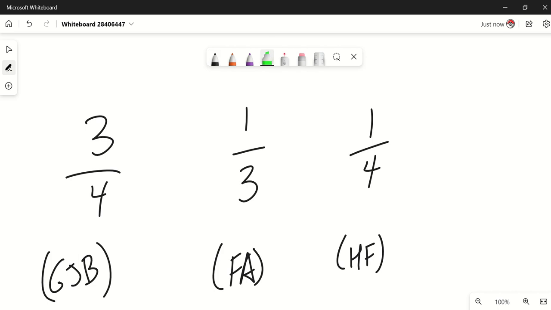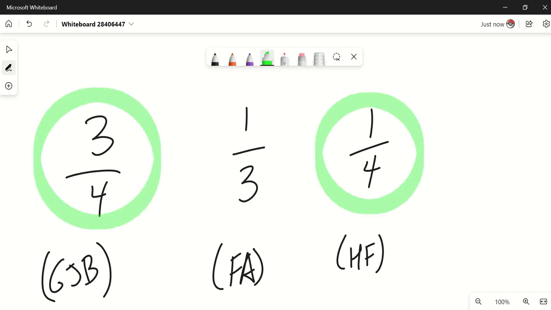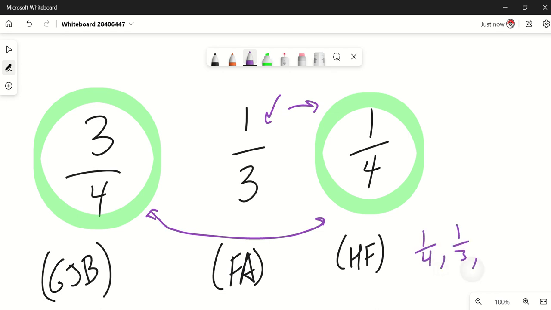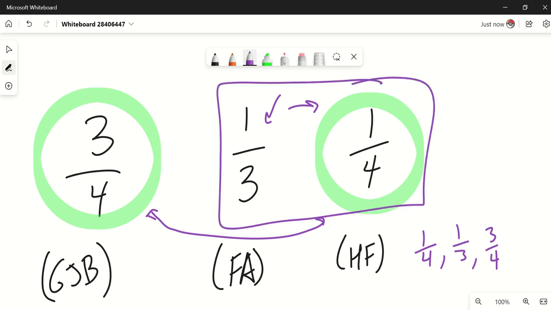Now, I can easily compare the green June beetle and the housefly right off the bat because they are the same denominator. They have 4 at the bottom. This 1/3 I cannot compare as easily because it cannot become 4. So I'm going to do the same trick I did before, or you can call in previous knowledge. We know that 1/3 is bigger than 1/4, and we know that 3/4 is bigger than both of these. So right off the bat, we know that 1/4 is the smallest, then 1/3, then 3/4. That's calling on previous knowledge since we've already compared these two earlier.